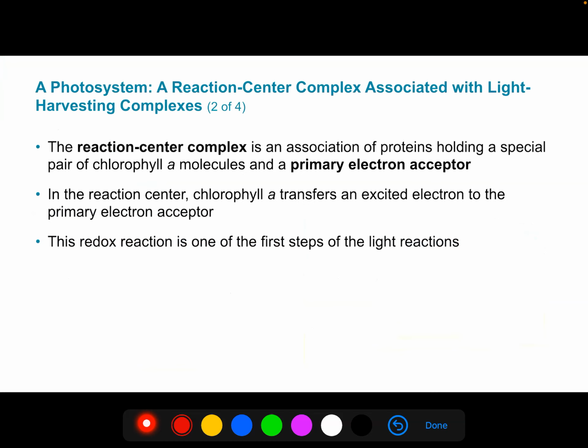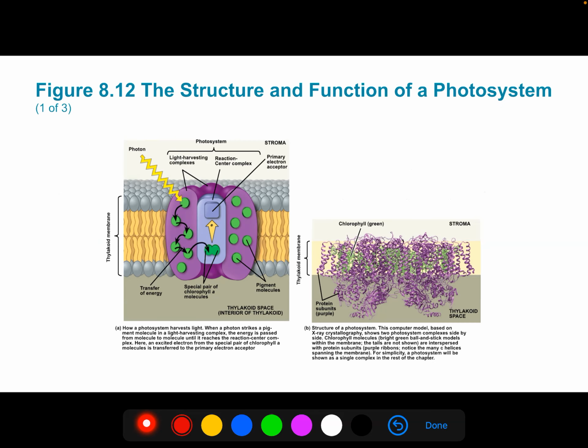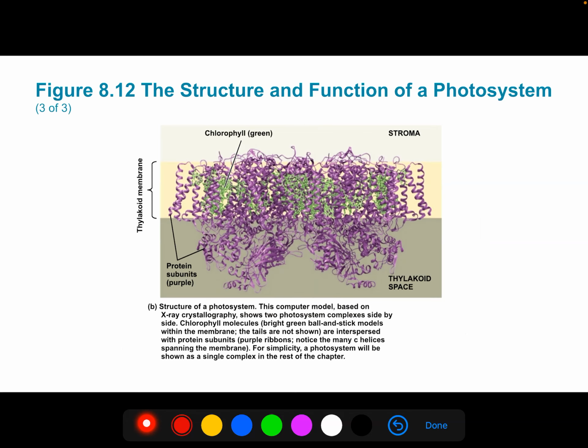And then that central place is where we're going to have our primary electron acceptor. And that's where we're going to energize an electron. Again, we're greatly oversimplifying this, but you can see right here, look how complex this protein is. Just an amazing thing.